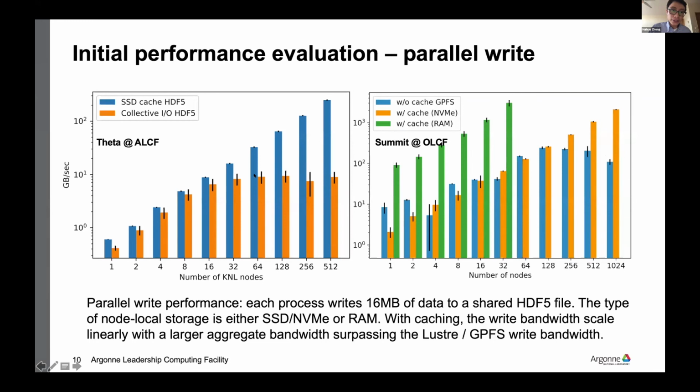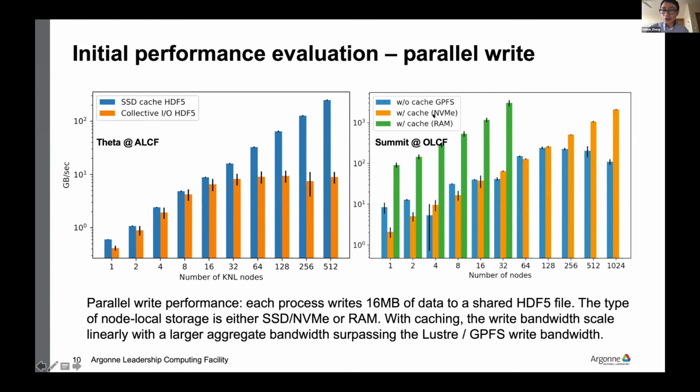Whereas writing data to the local storage SSD, we give linear scaling efficiency, and it reached about 200 to 300 gigabytes per second, which is one order of magnitude larger than writing data directly to the parallel file system. Same thing for Summit. Here we do the test.